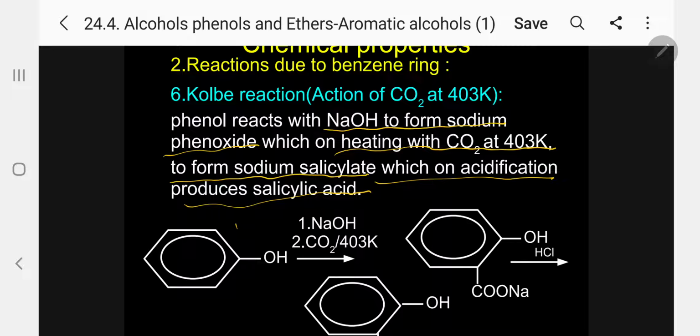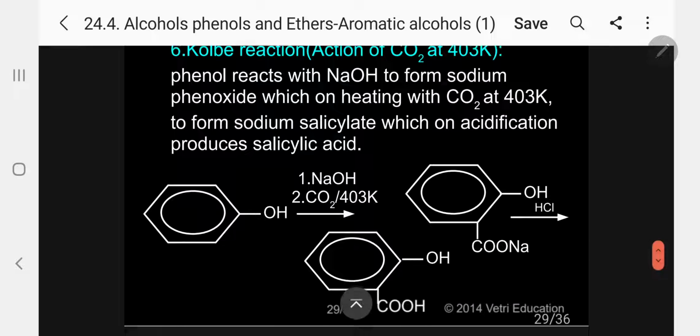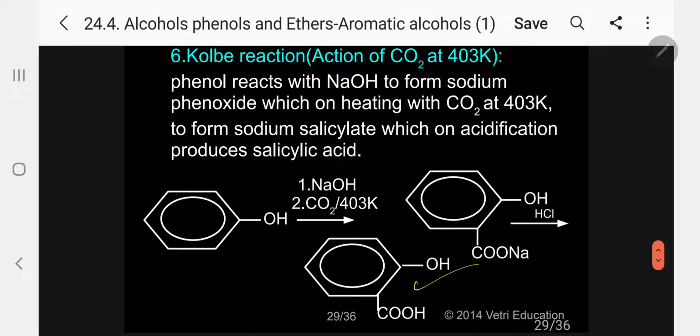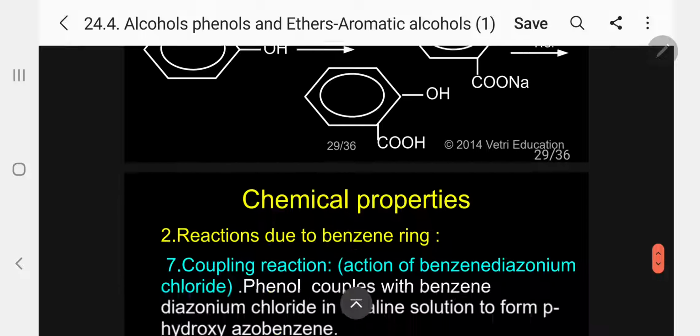So phenol first forms sodium phenoxide with the sodium hydroxide. After forming sodium phenoxide, it reacts with carbon dioxide to form this ortho form of sodium salicylate. Sodium salicylate, on acidification with HCl, produces the corresponding salicylic acid. Kindly follow. This is the salicylic acid, ortho-hydroxybenzoic acid. Kindly follow. This is again due to the benzene ring.